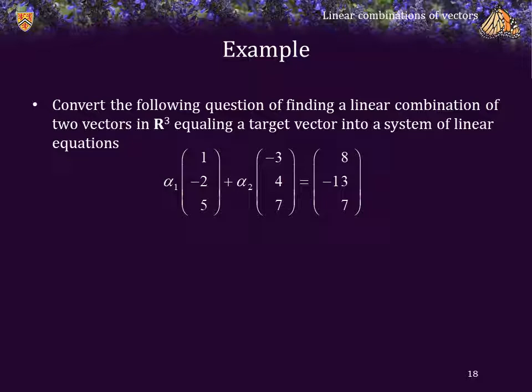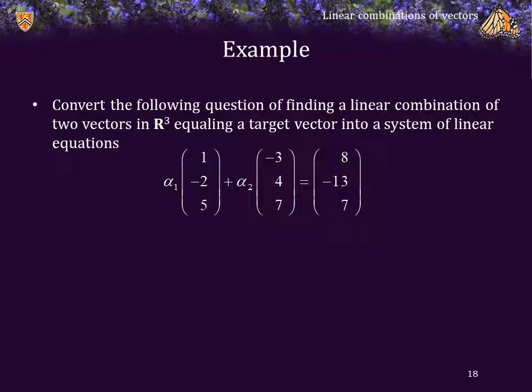Next, let's go the other way. Convert the following question of finding a linear combination of two vectors in R3 equaling a target vector also in R3. Let's convert this into a system of linear equations. Well, because we're in R3, there are going to be 3 equations, and because there are 2 vectors we are taking a linear combination of, we will therefore be having 2 unknowns.